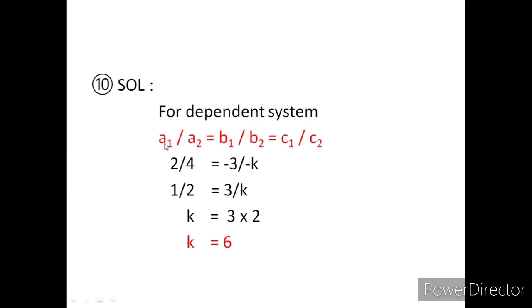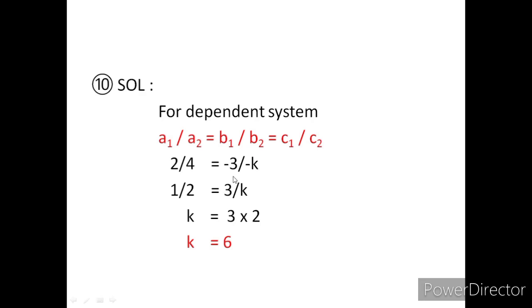a1 is nothing but the x coefficient in the first equation, that is 2. a2 means the x coefficient in the second equation, that is 4. b1, the y coefficient of the first equation, is minus 3. b2, the y coefficient of the second equation, is minus k. Here you simply observe that this minus and this minus should be cancelled. Here you get 2 ones and here you will get 2 twos. Therefore you will get 1 by 2.